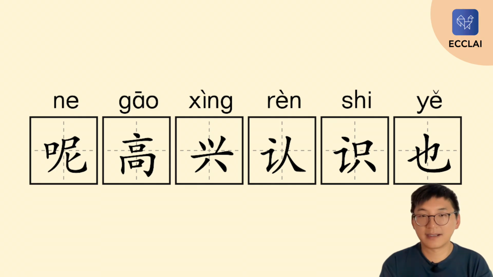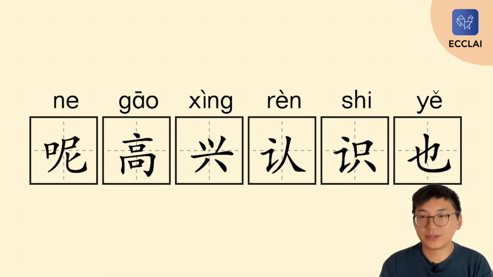The next 6 characters. So we have the particle 呢. 呢, this particle is used to form questions. 呢, and to be more specific, tag questions, alright? The next 2 characters are 高兴. 高兴, okay? 高 actually means high, and 兴 is like interest. So high interest, which means glad or happy. 高兴.